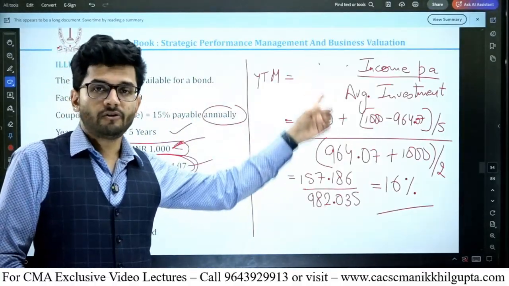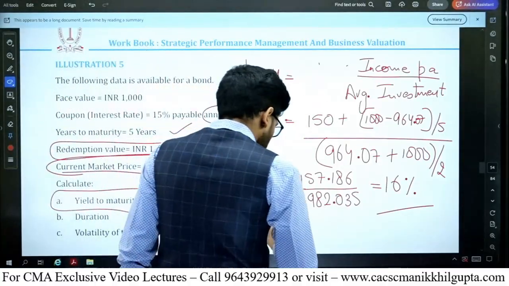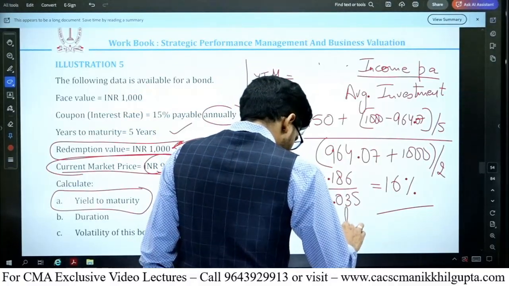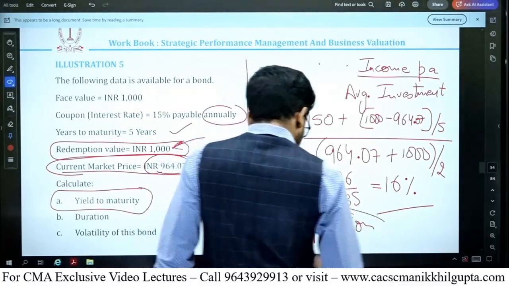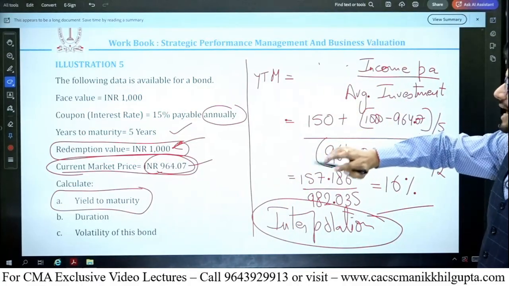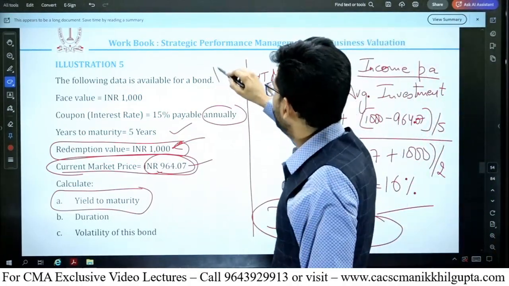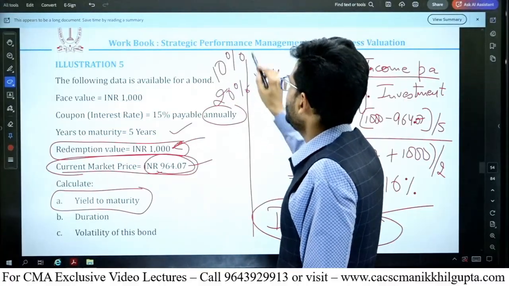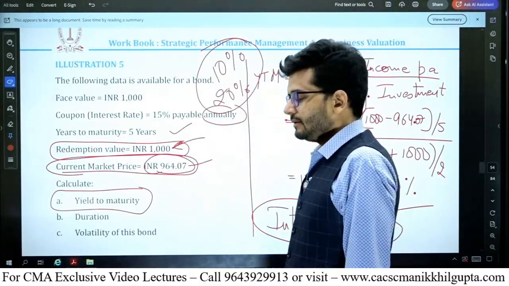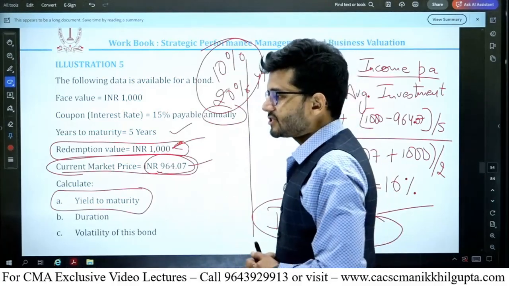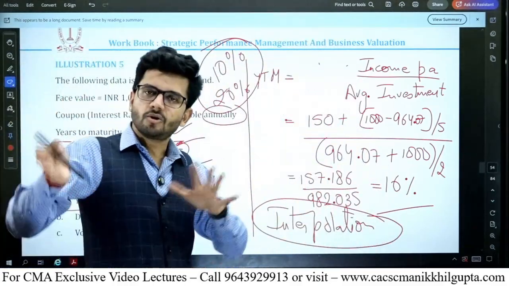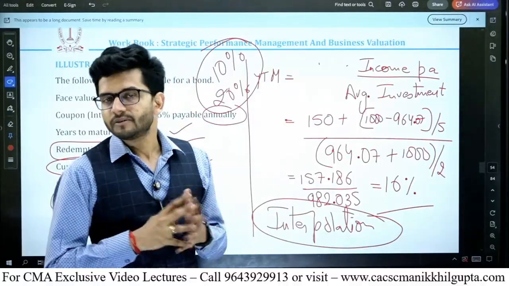There is another method for calculating the YTM, which is the interpolation method. Using the interpolation method, you calculate the NPV at two different rates. First, you calculate the NPV say at 10%, then you calculate the NPV say at 20%, and then we interpolate the returns on these numbers to get our 16% number. That is also one of the methods.